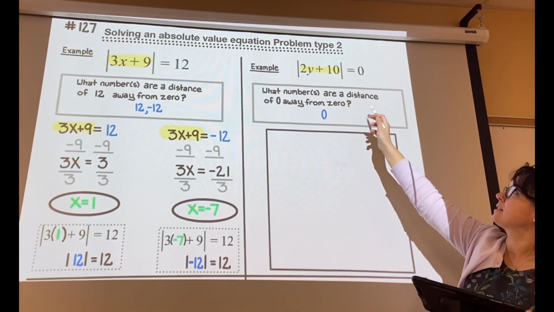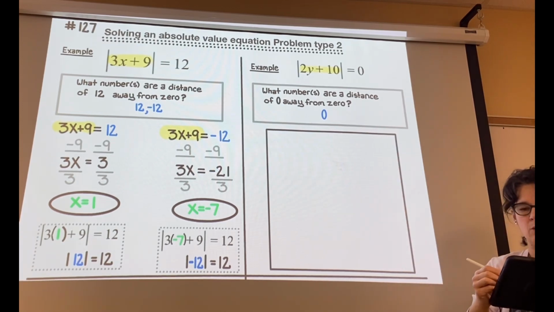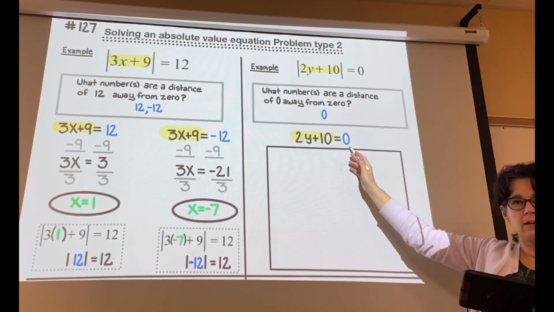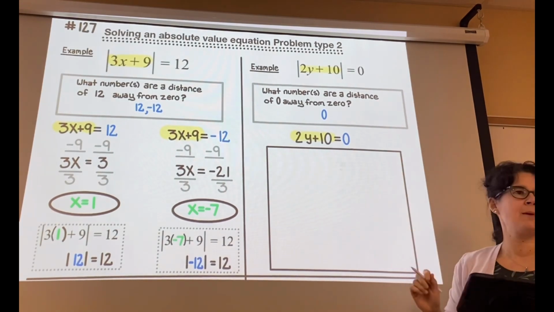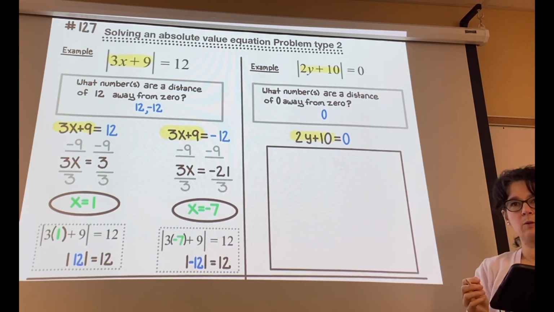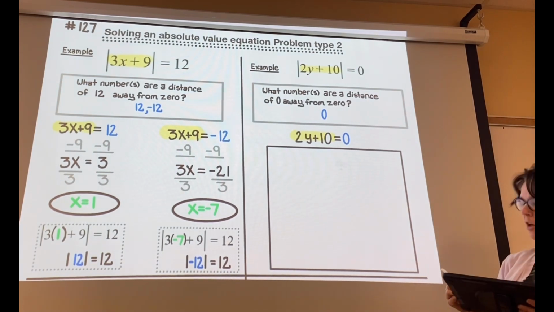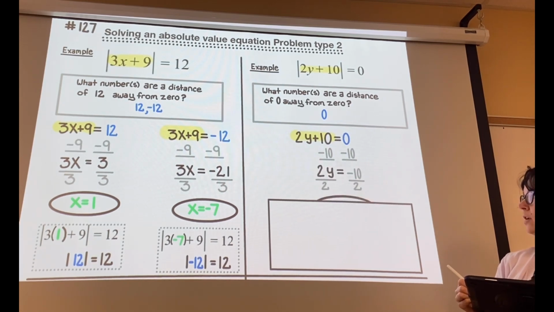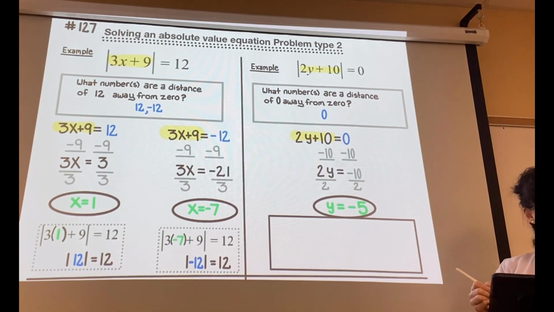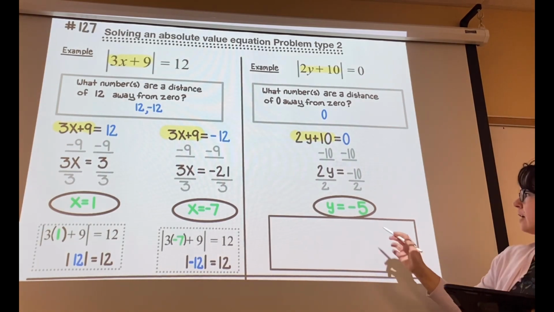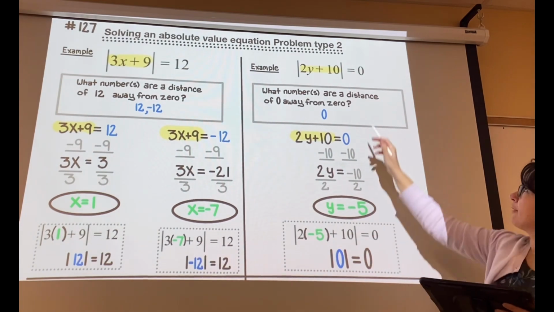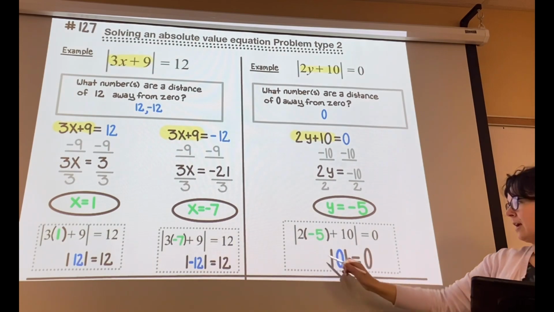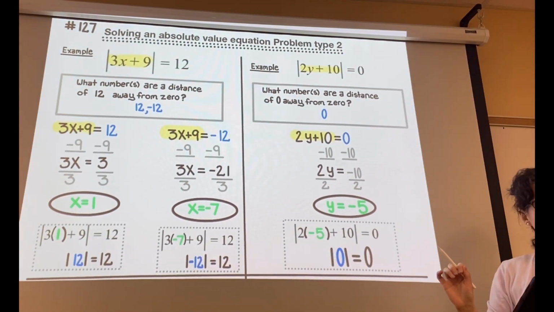So we're going to put the guts there, that 2y plus 10, set it equal to 0, and solve it. Then I know the number that's going to make the inside of the absolute value equal to 0. Okay, so we can start solving, subtract 10. We get negative 10, divide by 2, and I get negative 5. And just to show you what we found, if I put negative 5 back in the original, 2 times negative 5 is negative 10, plus 10 is 0, and the absolute value of 0 is 0.